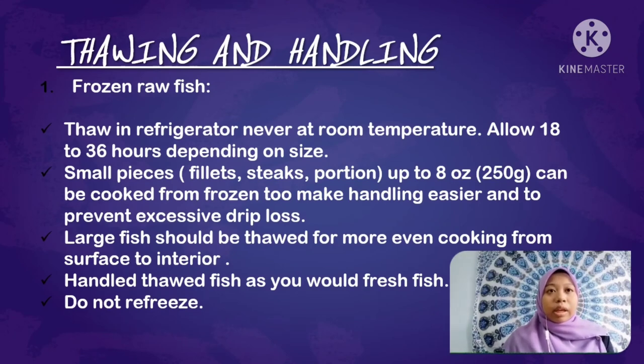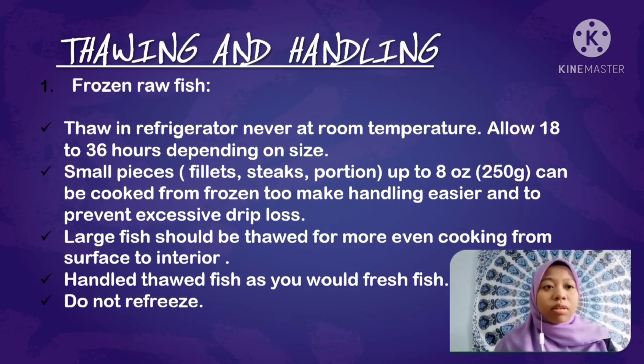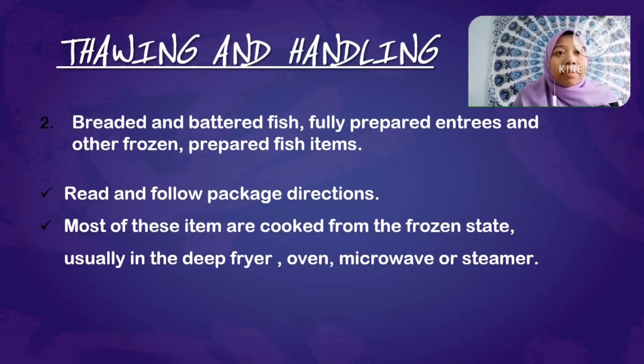Next is storing and handling. First, frozen raw fish. Store in the refrigerator, never at room temperature, for 18 to 36 hours depending on size. Small pieces such as fillet, steak and portions up to 8 oz can be cooked from frozen to make handling easier and to prevent excessive drip loss. Large fish should be thawed for more even cooking from surface to interior. Handle thawed fish as you would fresh fish. Do not refreeze.